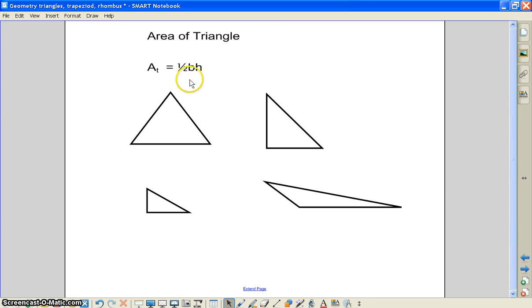It's critically important that we remember the base and the height are perpendicular to one another. On a right triangle, they're very easy to find because the base and the height are both legs of the triangle. So here I have two right triangles drawn. This time the base and the height are both here.